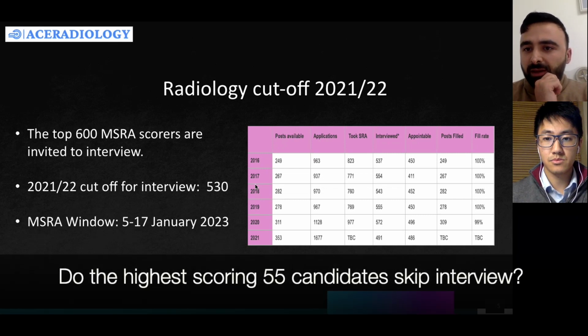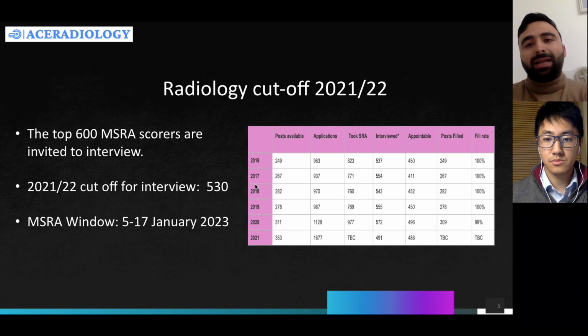Someone else has said, I heard the first 55 candidates with the highest score in MSRA. No, that's gone. So that doesn't happen anymore. Specifically for radiology, this business of the first 55 candidates scoring highest, that was in previous years. That will not be happening this year.